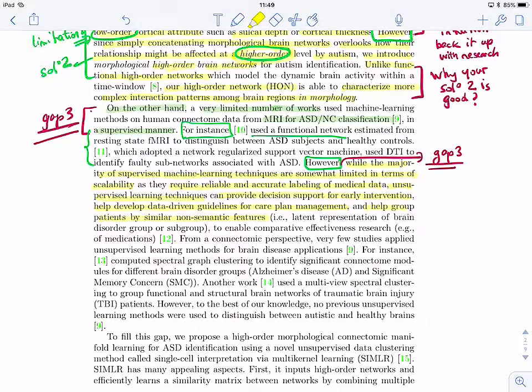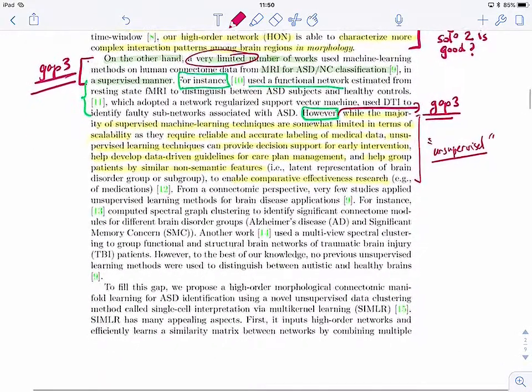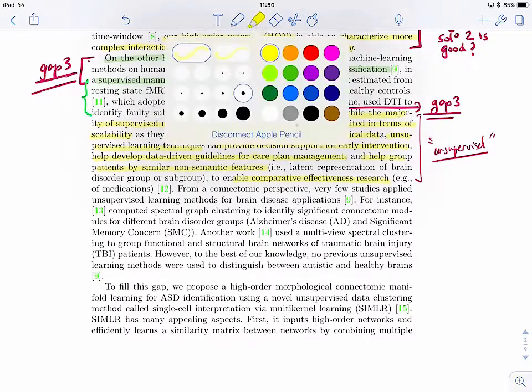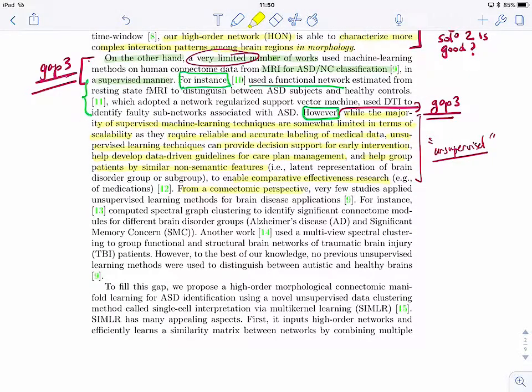So to enable comparative effective research. So what I'm saying basically is, however, even if there are very few works that use machine learning, most of those methods are supervised, but supervised methods are not easily scalable because they require labels, right? So here we want to use unsupervised learning, okay? So this is the hint to our solution.